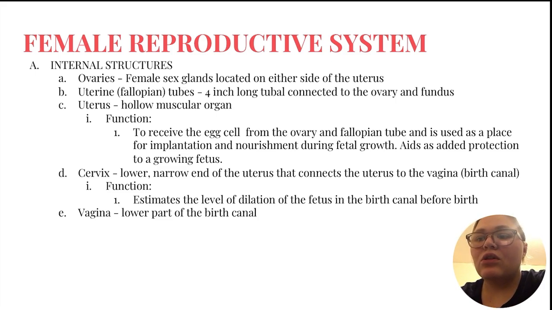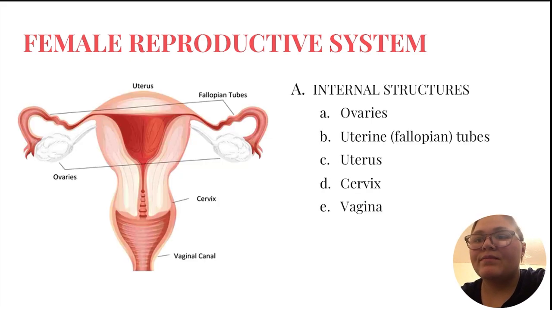The cervix is the lower, narrow end of the uterus that connects the uterus to the vagina, or what we call the birth canal. Its function is to estimate the level of dilation of the fetus in the birth canal before birth. The vagina is the lower part of the birth canal. It serves as the exit route for the fetus.